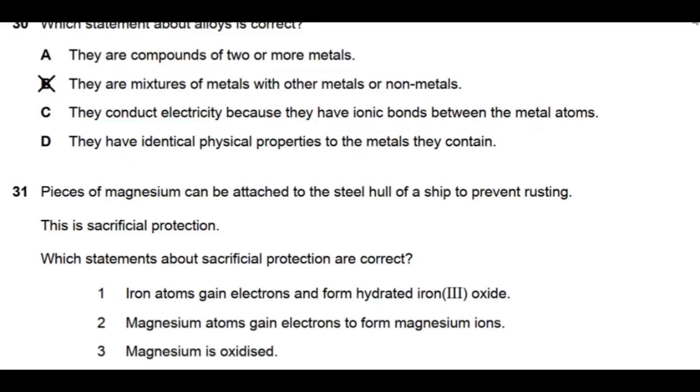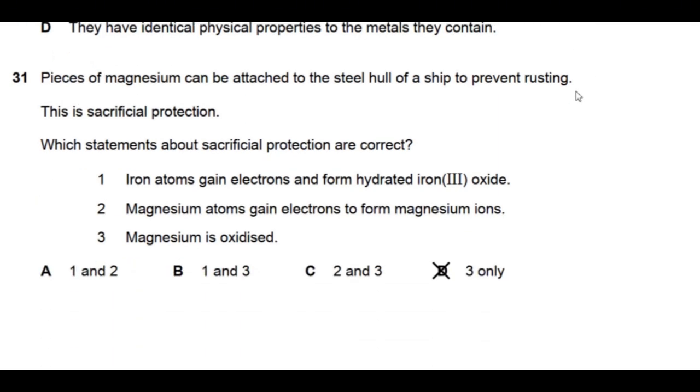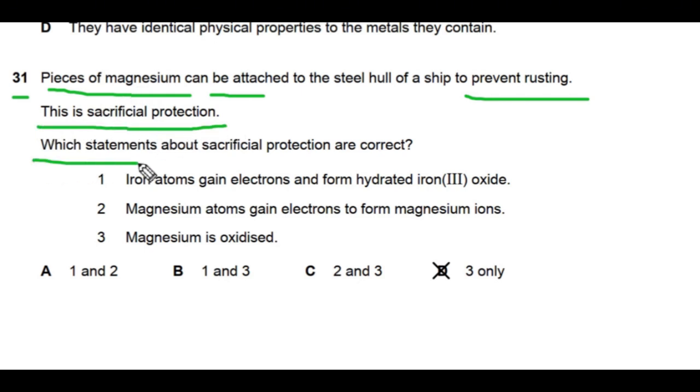Next, 31. Pieces of magnesium can be attached to the steel hull of a ship to prevent rusting because magnesium is more reactive. This is sacrificial protection. Which statements about sacrificial protection are correct?